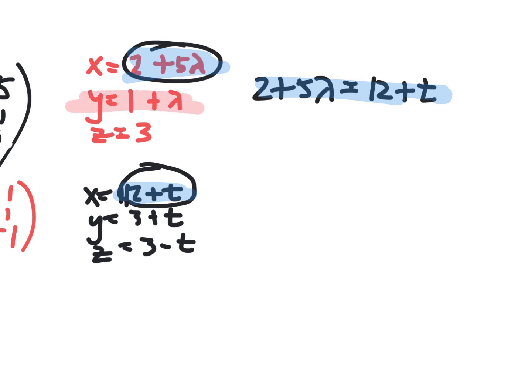Next, everybody, do this and this. Set them equal in an equation. Isaac, what's the equation for the pink ones? 1 plus lambda equals 3 plus t. Yep.